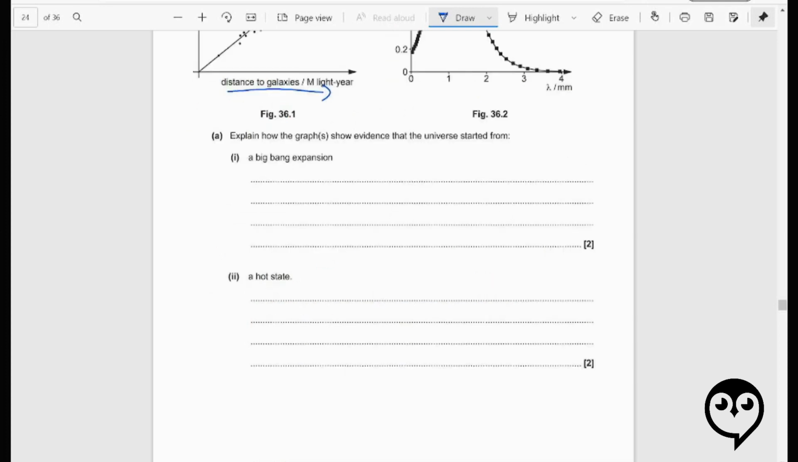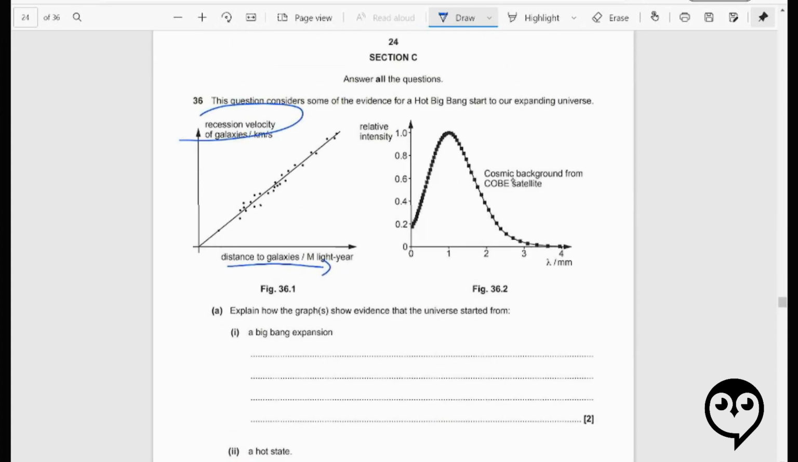And how do these graphs show that the universe started from a hot state? Okay, well, you might want to use the second graph here. Here's your cosmic background radiation. This is the wavelength. The wavelength is 1 millimeter. It's very small. It's microwave.